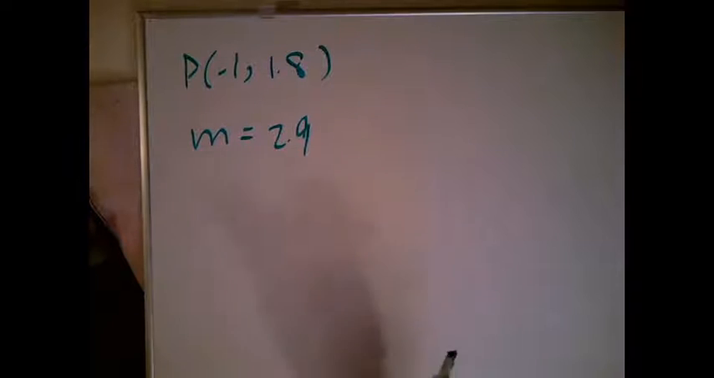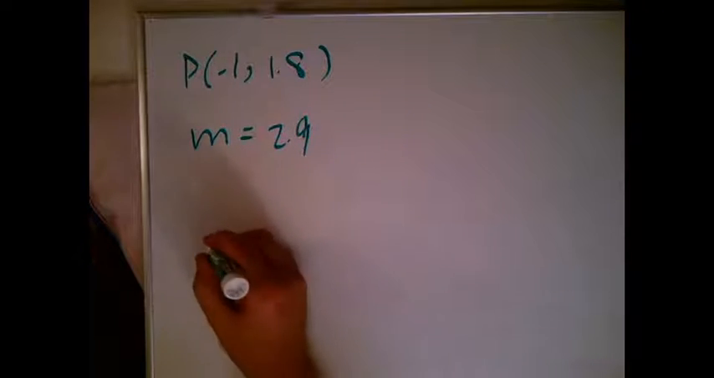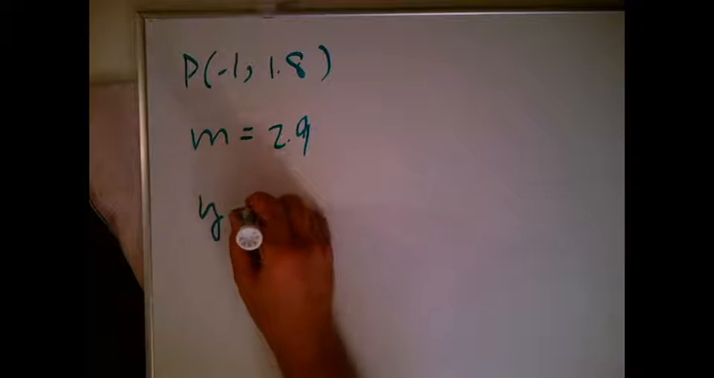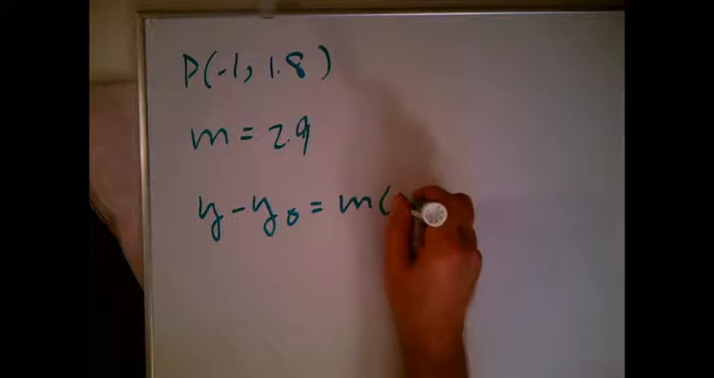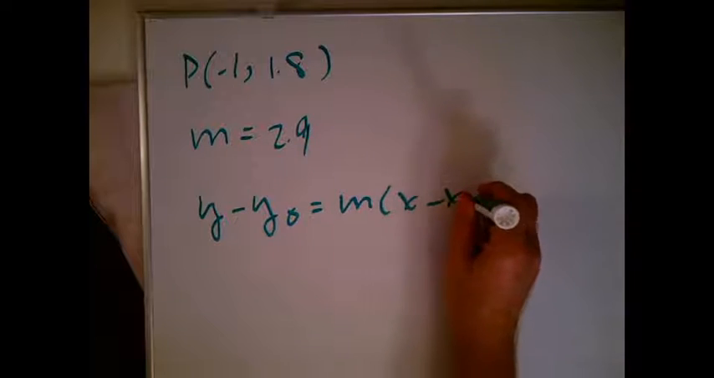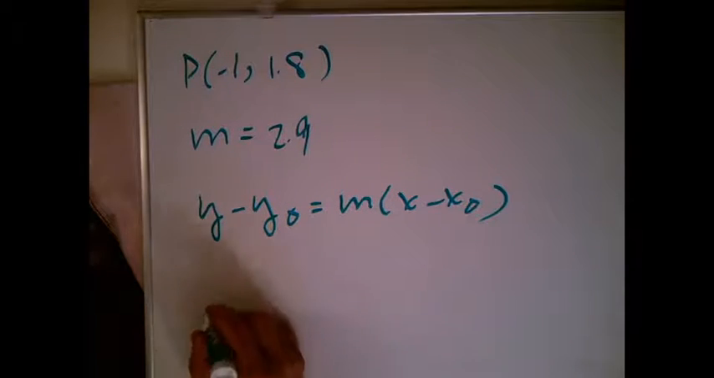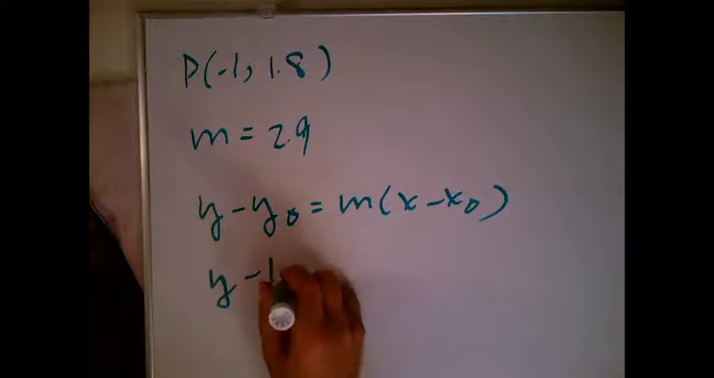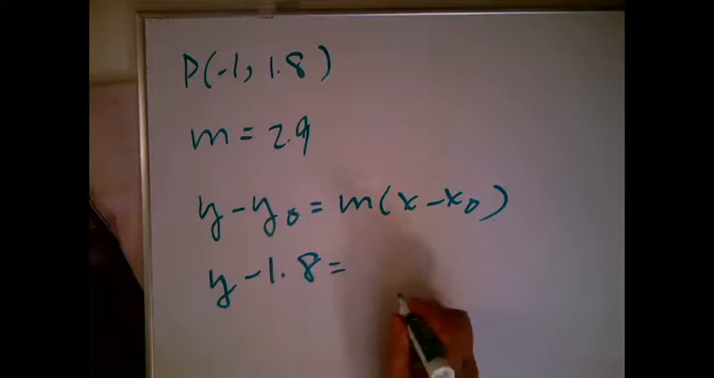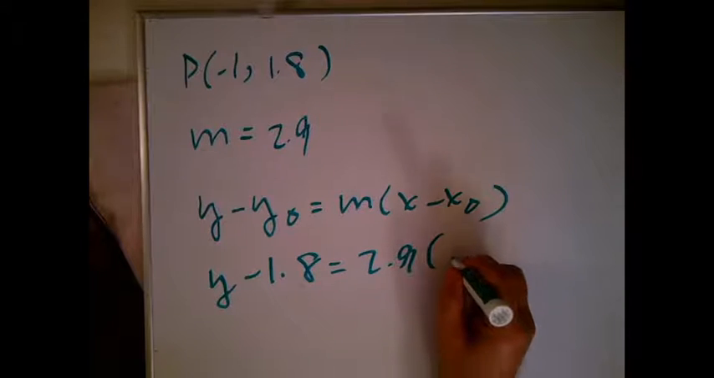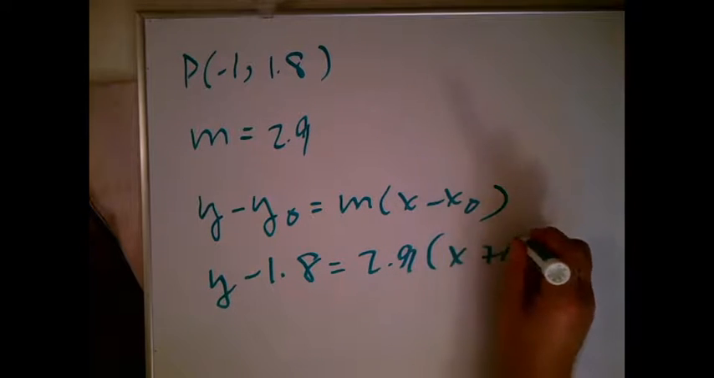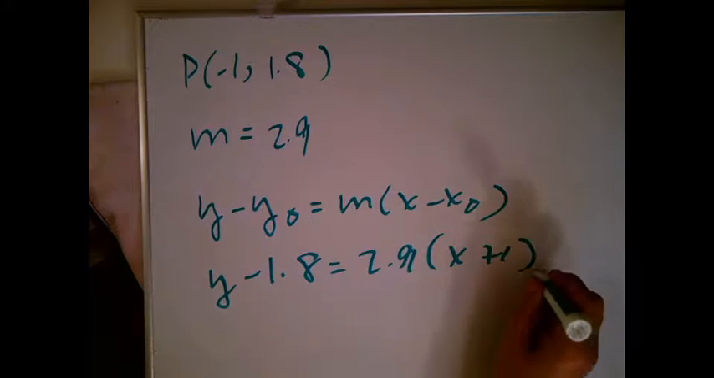Yay! Once someone gives me the point and the slope, we can write down the equation very, very easily, because we know y minus y naught equals m times x minus x naught, and I'm just going to put the stuff in. This is just going to be y minus 1.8 equals 2.9 times x minus x naught. In this case, that's x plus 1. And we have our equation of our line.